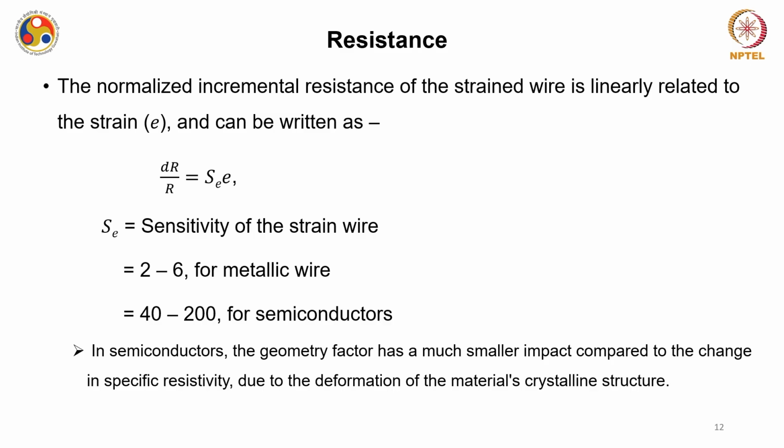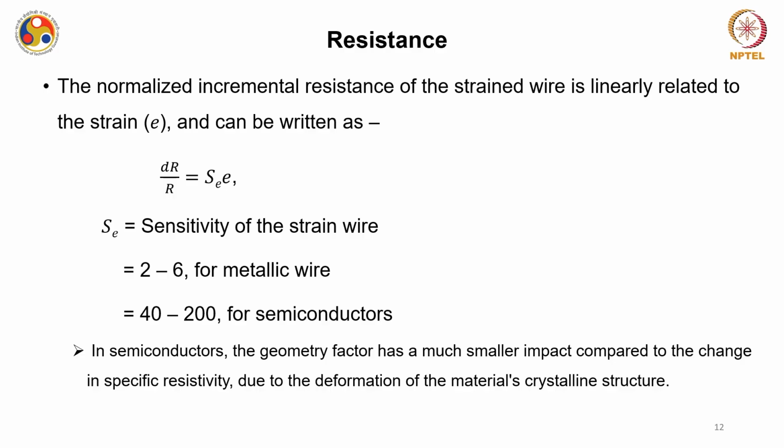This is the principle behind strain gauges. Usually this sensitivity is around 2 to 6 for metallic wire. However, for semiconductors it is very high, usually from 40 to 200, and even beyond this has been reported. So in semiconductors, the geometry factor has a much smaller impact compared to the change in the specific resistivity due to the deformation of the material's crystal structure. This is the basis of resistance-based strain sensors.